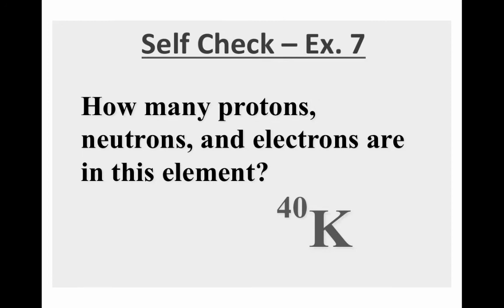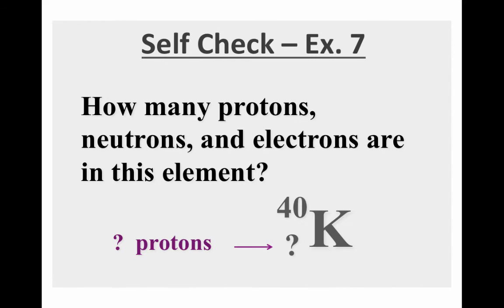All right, let's try another example. How many protons, neutrons, and electrons are in this element? Well, now this one looks a little harder because there's no number written on the bottom. But that's okay. There is a symbol. And if we can figure out that number on the bottom, the number of protons, I bet we can figure out all the other numbers.